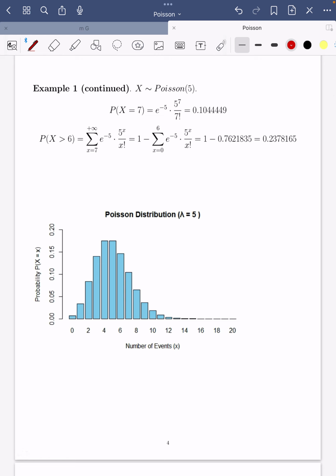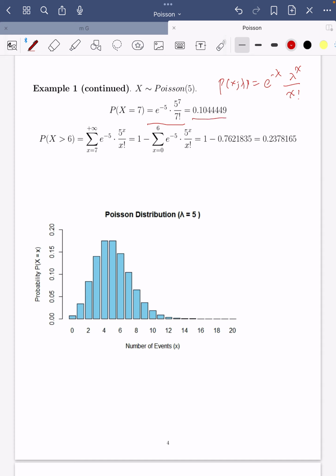Here's one simple example for calculation. We want to compute the chance that X equal to 7. In this case, the formula is e to the negative lambda times lambda to the power x over x factorial. The x value is equal to 7 and the lambda value is equal to 5. Applying this formula, we have e to the negative 5 times 5 to the power 7 over 7 factorial. This is about equal to 10%.